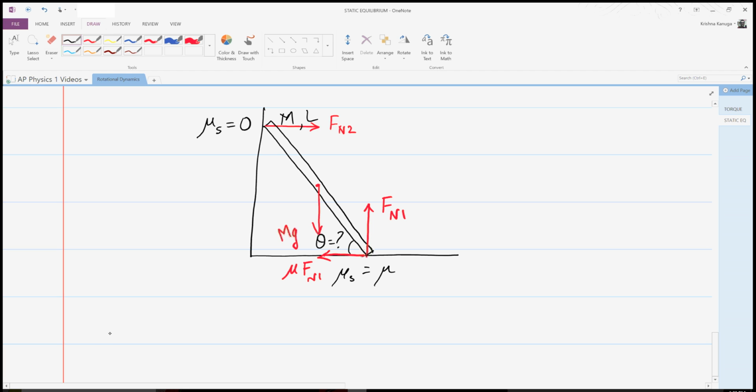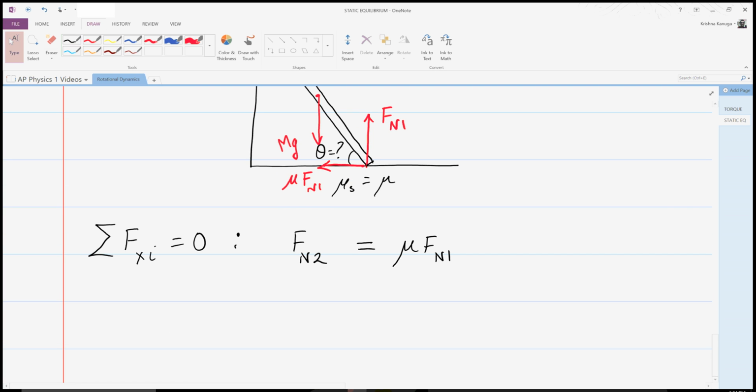Let's do that. Let us set up all our forces along the x-axis to be equal to 0. This condition tells us that Fn2 is equal to mu times Fn1. So it makes life easier. We have one equation. We play the same game along the y direction.